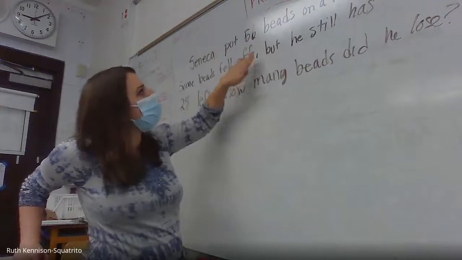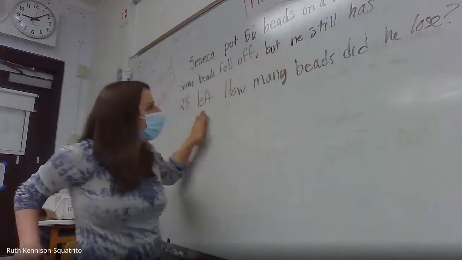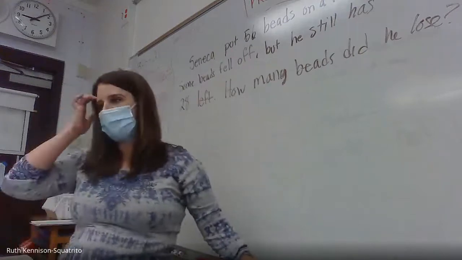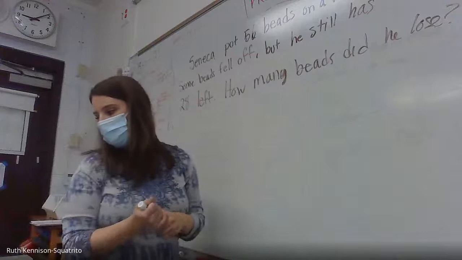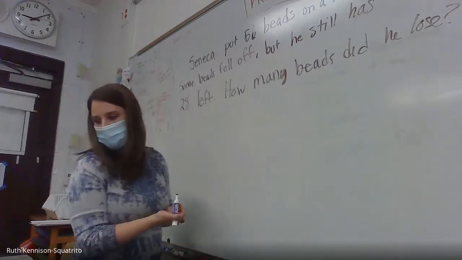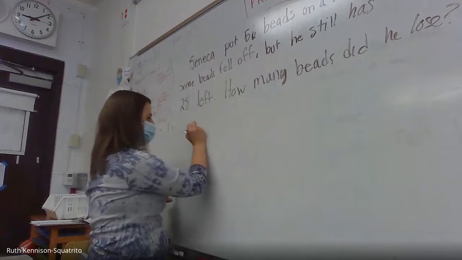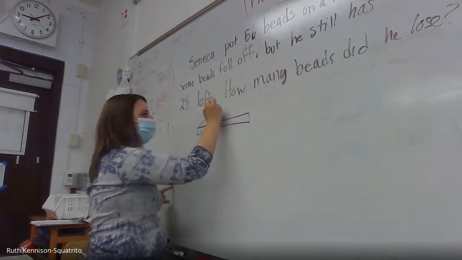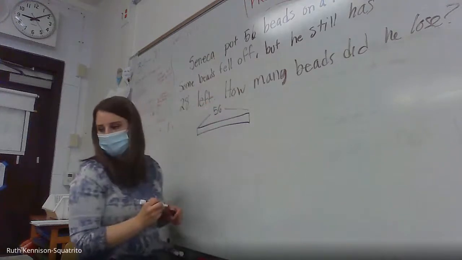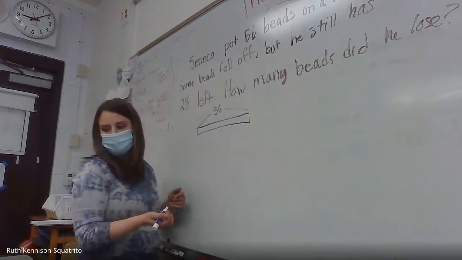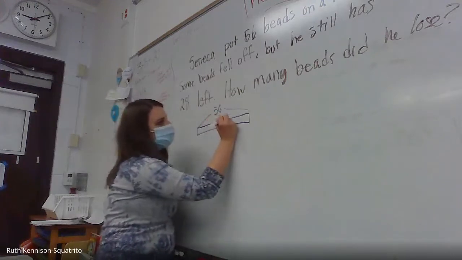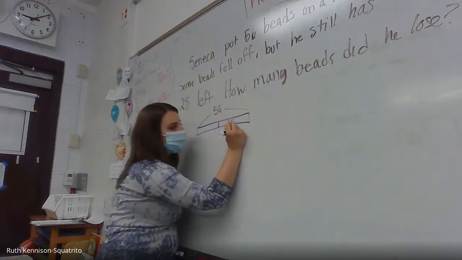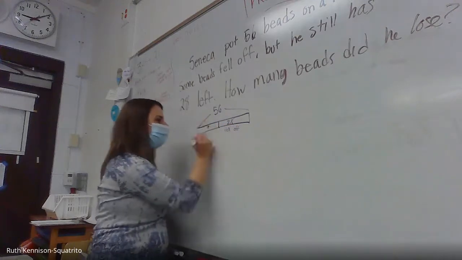Some beads fell off, but he still has 28 left. How many beads did he lose? So let's talk about some of our tape drawing methods. It'd be a really good one in order to really kind of figure out what it is that we're doing. Okay, so we know that he had 56 beads initially, right? 56 beads on there initially. We know that 28 beads fell off. Right? And so we're saying how many are left?